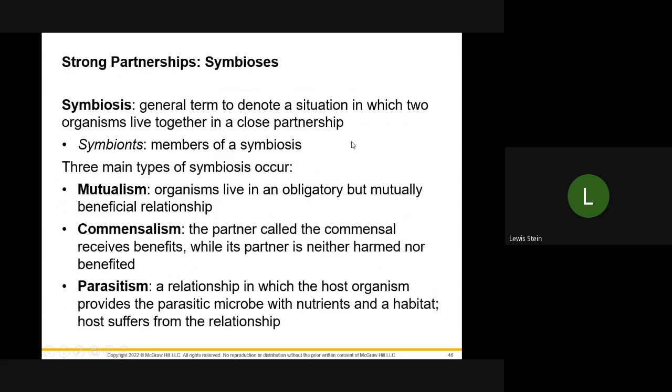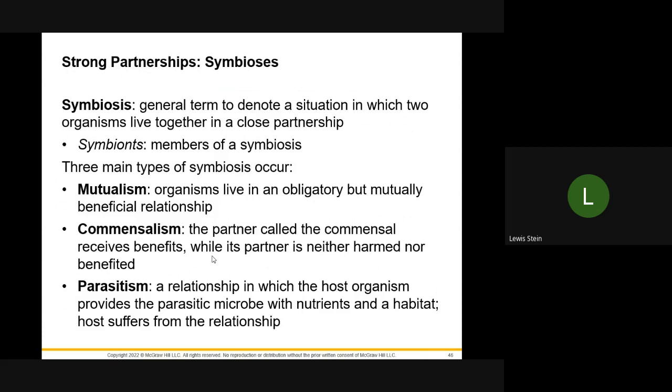So symbiotes, and this is a consistent thing that we see, and I have a very difficult time between these first two. Okay, so mutualism, organisms live in an obligatory but mutually beneficial relationship, versus commensalism. The partner called the commensal receives benefits while the other partner is either harmed or benefited. It's a very fine distinction, and I've seen that a lot. A lot of authors have commented about that. I don't see a difference. To me, nobody's getting hurt.